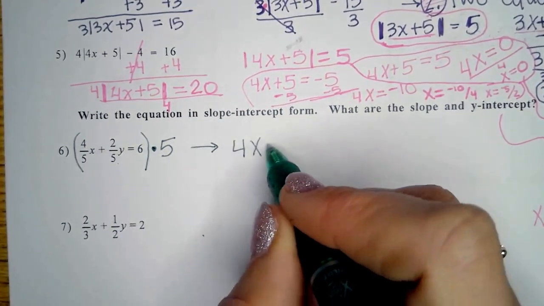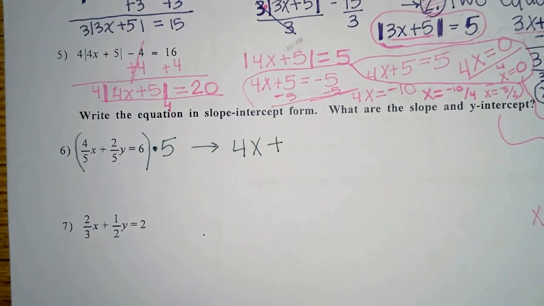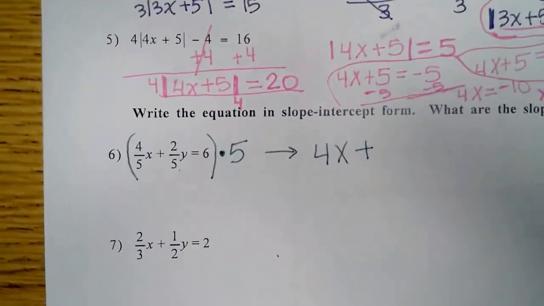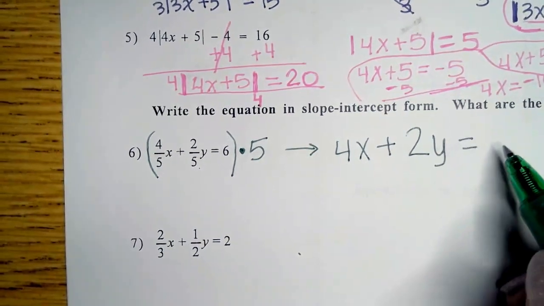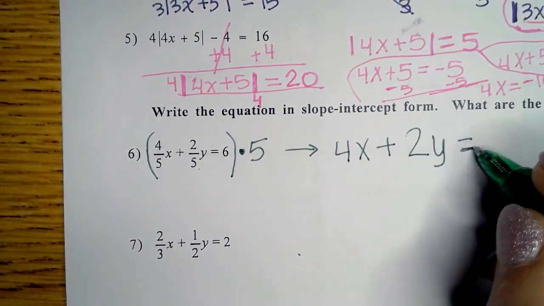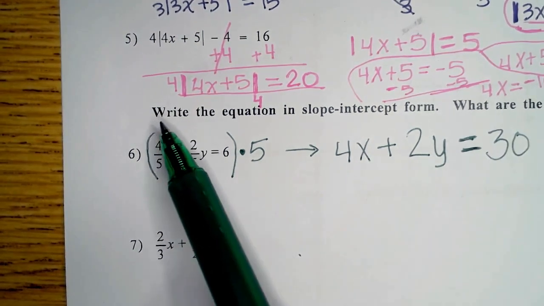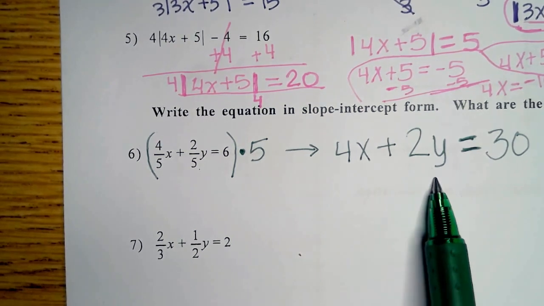4x plus. All right, Nicole, what would I get here when I multiply everything by 5? 2y, you're correct. So that would be 2y. And what would I get, Moreau, on the right side of the equal sign? 30, good. Now, let's go back even and look at the directions. So we got rid of our fractions before we even read the directions. Makes our life a little easier, less scary.